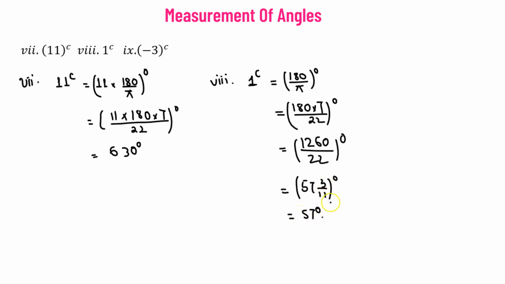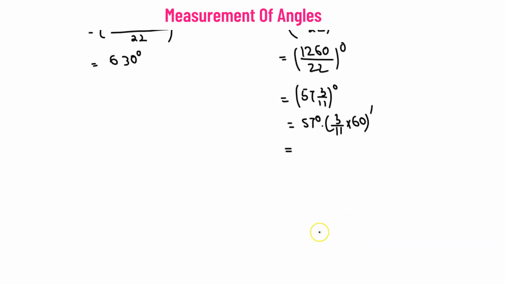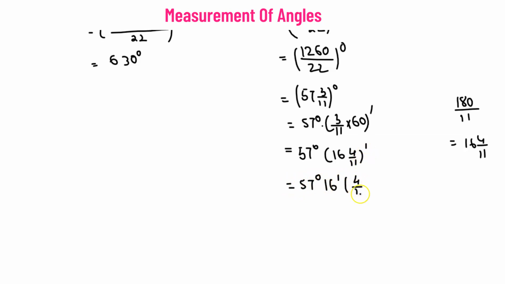Now this will become 57 degrees. Now we have 3 over 11, the fraction. We want to convert it to minutes. So we have 3 over 11 and we will multiply 60 to it, such that 3 over 11 times 60 will get converted into minutes. That will be equal to, so we have 57 degrees. So 3 times 60, that's 180. So we have 180 divided by 11. So now we want to write it in a mixed form, which will be 16 and 4 over 11. So that means we have 16 and 4 over 11 minutes, which will be 57 degrees, 16 minutes and 4 over 11 minutes.